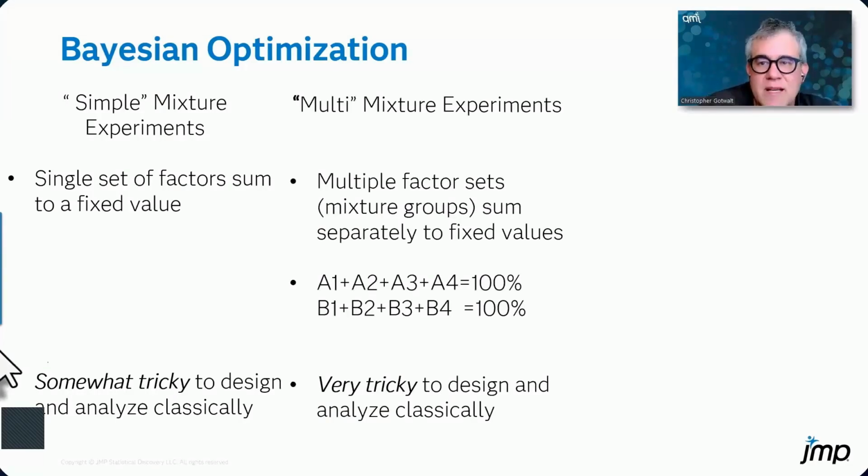The second level of complexity is multi-mixture experiments where you have 2 or more groups of ingredients that have to sum up to some fixed amount.